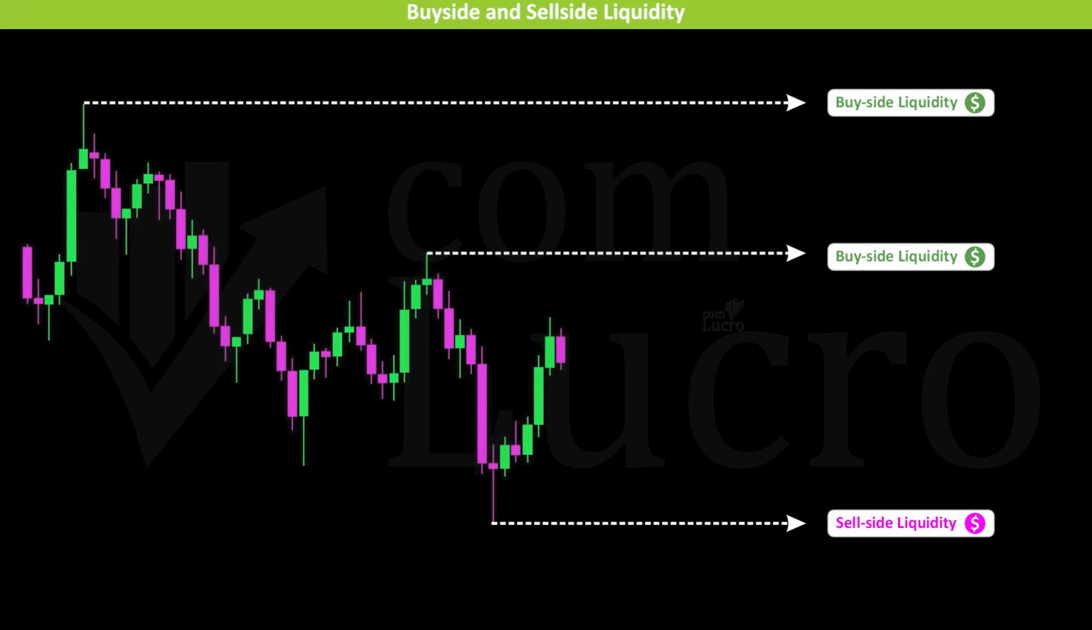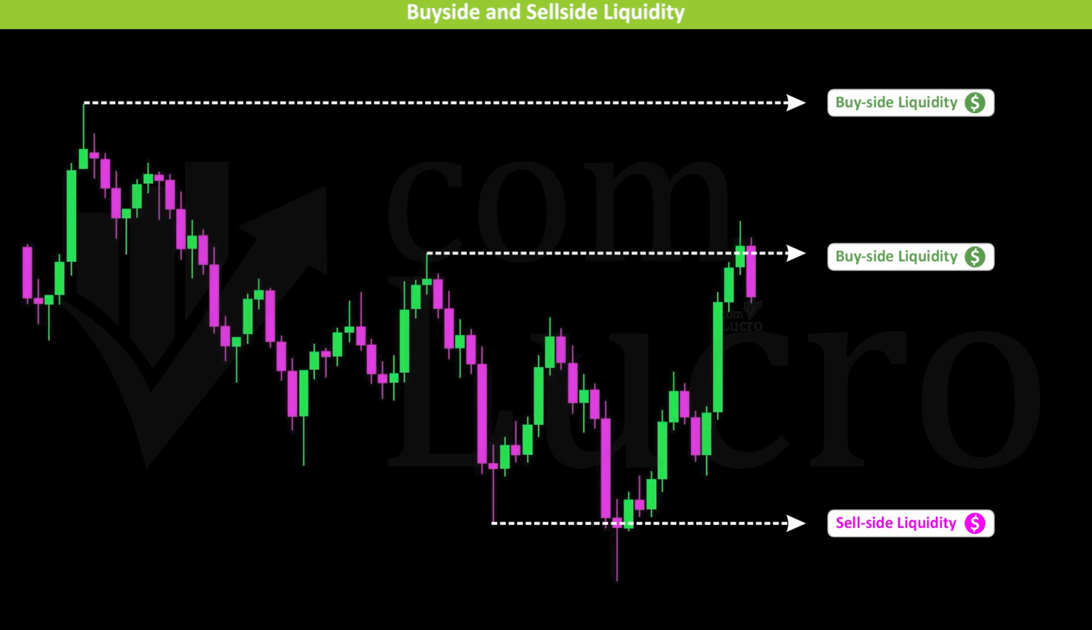The market is always moving from one liquidity pool to the other. After sweeping sell-side liquidity, price often aims for buy-side liquidity next. Once stops below the lows are triggered and liquidity is collected, the market frequently shifts direction and runs toward the highs to capture the liquidity resting above them.